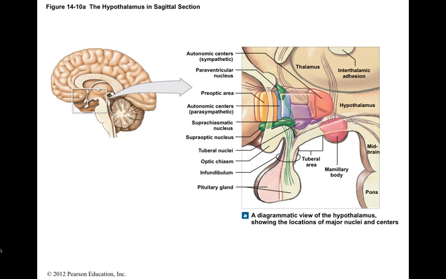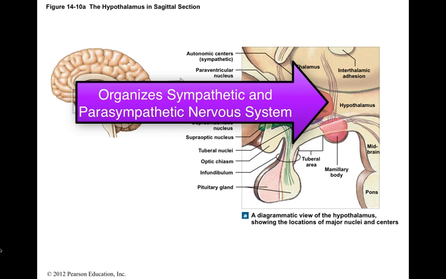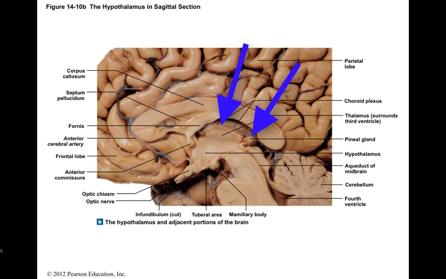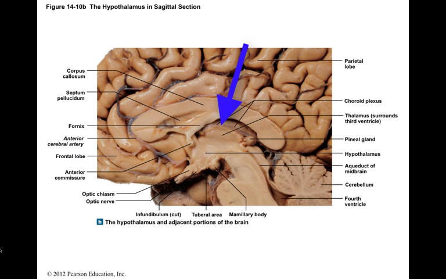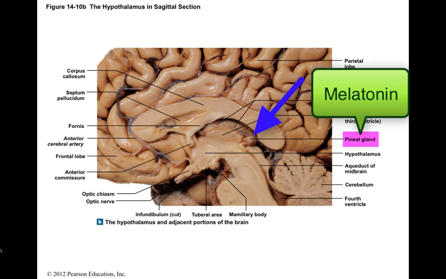The hypothalamus is also the center for organizing the activity of the two parts of the autonomic nervous system, the parasympathetic and the sympathetic. The epithalamus is the roof of the diencephalon. The anterior portion of the epithalamus contains an extensive area of choroid plexus that produces cerebrospinal fluid. The posterior portion contains the pineal gland, an endocrine tissue that secretes the hormone melatonin.